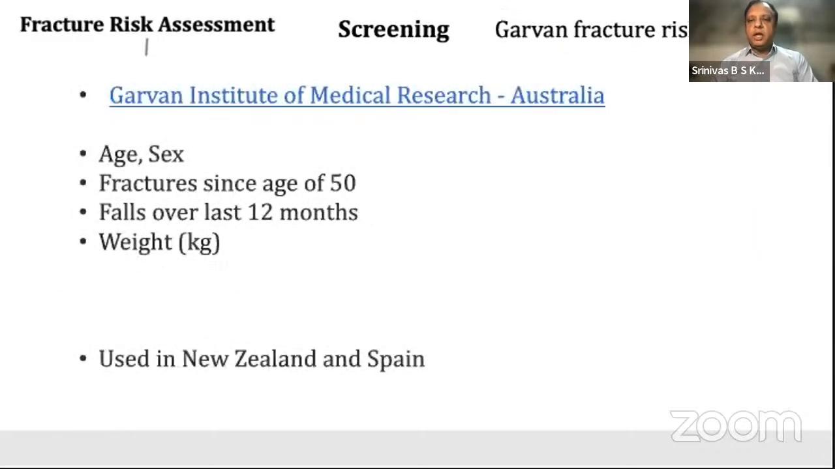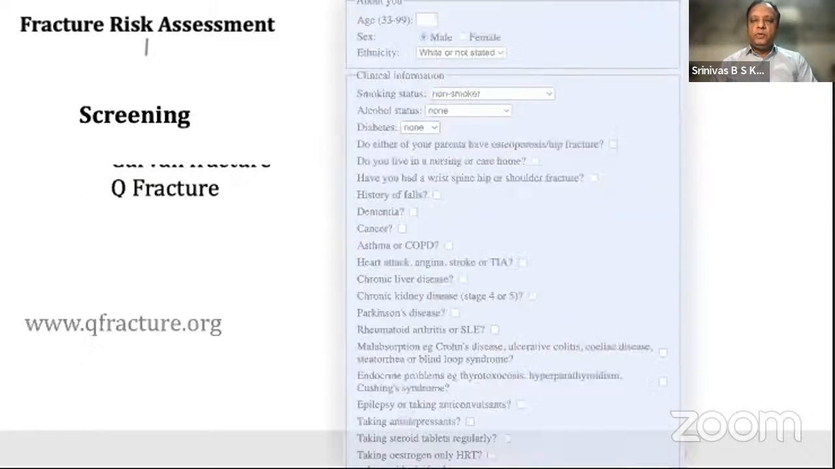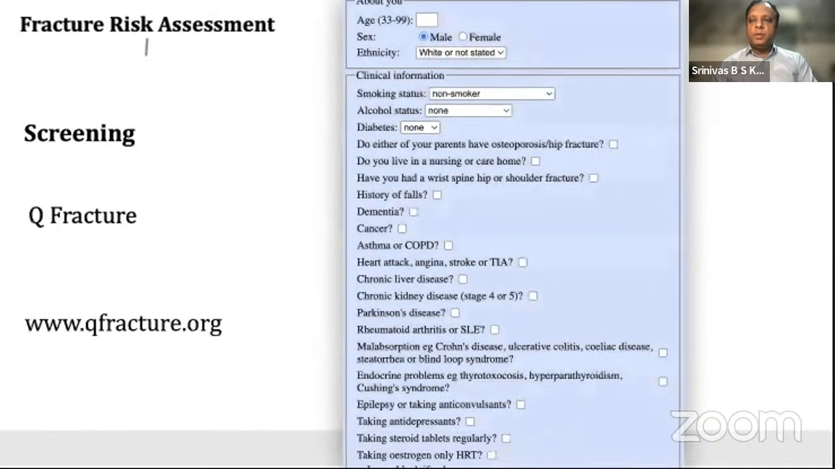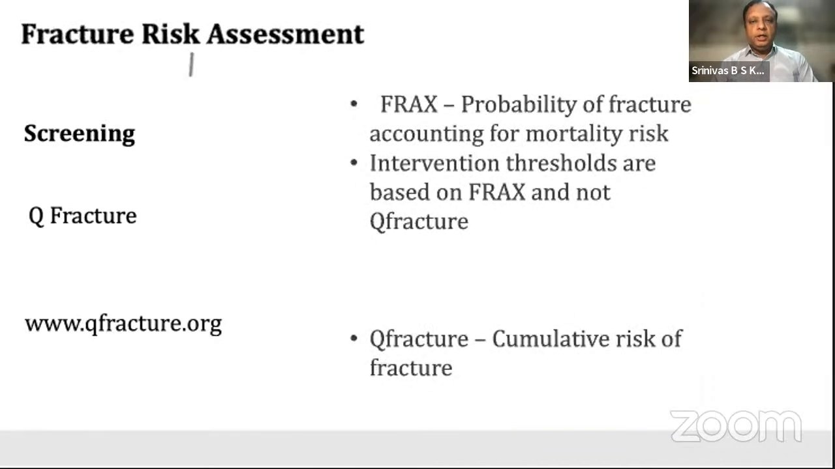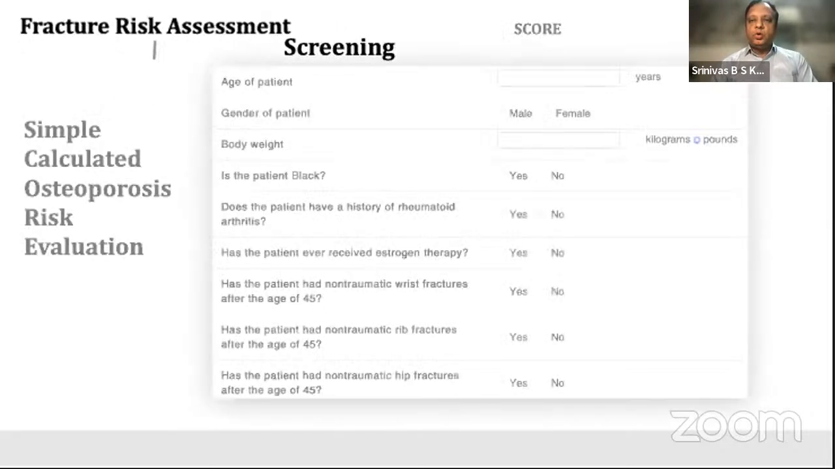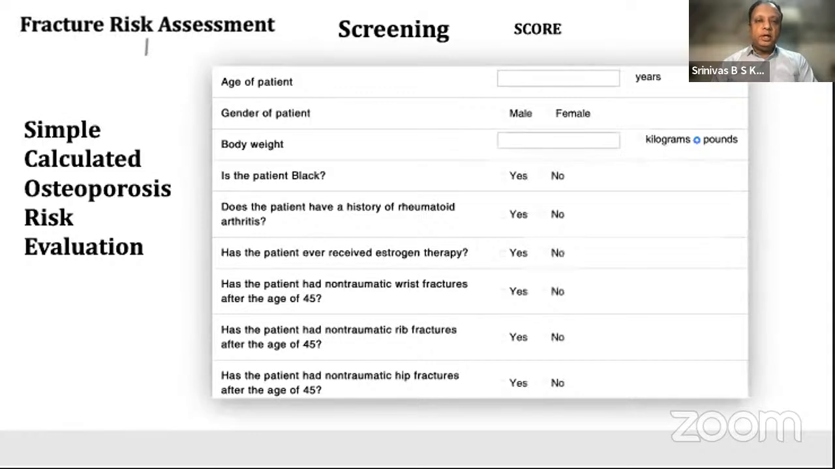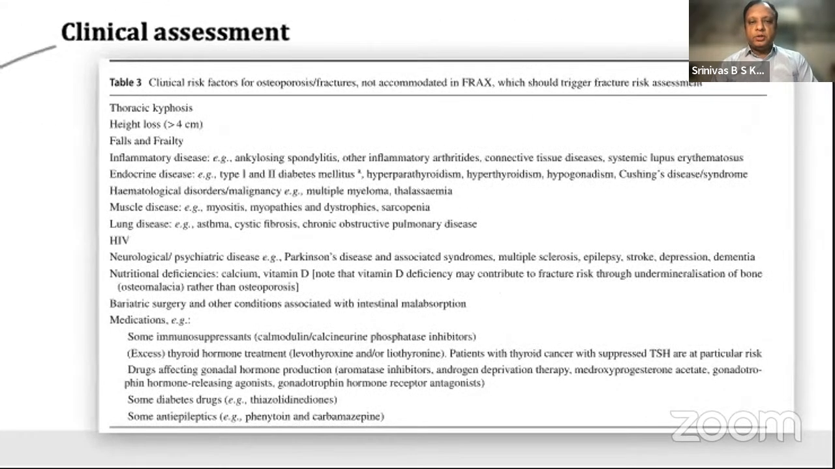The Garvan fracture index calculator developed in Australia is used in New Zealand and Spain for screening for osteoporosis. QFracture is used in the UK. It includes multiple risk factors for calculating the risk. It gives the cumulative risk of fracture, but intervention thresholds are based on FRAX and not on QFracture. The SCORE tool is validated for use in India. It also includes risk factors. The MORS is actually for males.